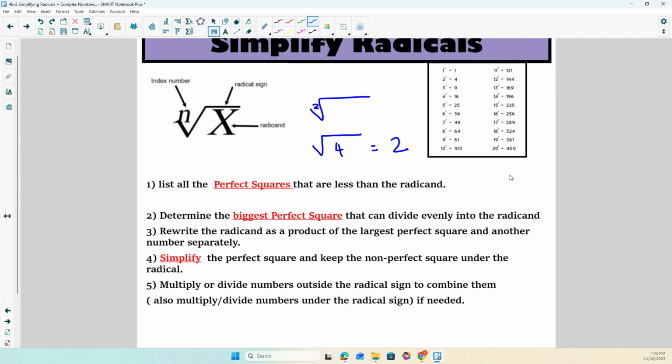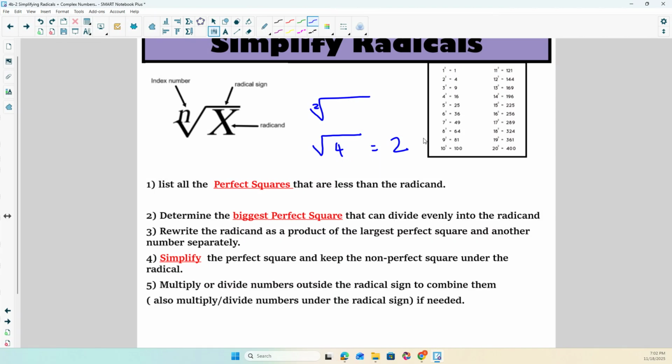And we talked about perfect squares in our previous unit, and we said a perfect square is a number you get when you multiply a number by itself. So this is a list of the first 20 perfect squares, and we're going to be using that when we simplify square roots. So the steps to simplifying square roots, please get out your notes and fill these out.